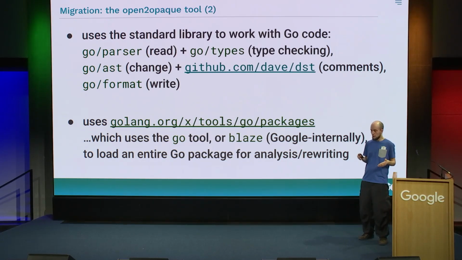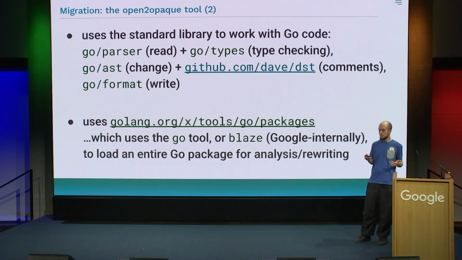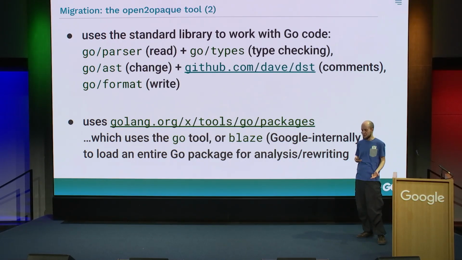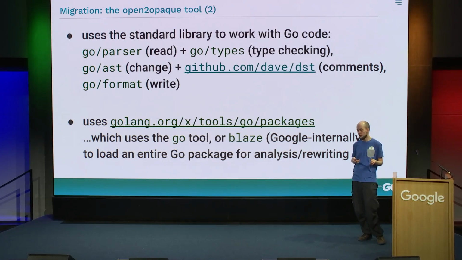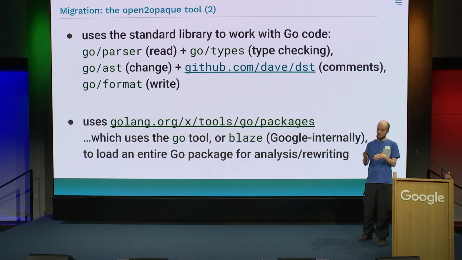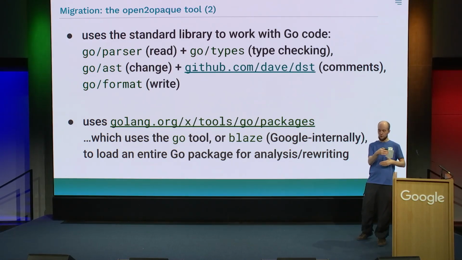In order to do our transformation, we use the go/parser package from the standard library to read in the code and build the AST. Then we use the go/types package to do the type checking. We use the go/ast package to make the changes that we want to make. And then we use one package that isn't in the standard library, which is Dave's DST package, which stands for Decorated Syntax Tree. The only difference here is that whereas the go/ast package has rudimentary handling for comments, there are quite a number of cases where your comments might get lost. That's obviously not acceptable for rewriting code at scale, so we need to use the DST package, which keeps track of all of the comments in all of the positions.